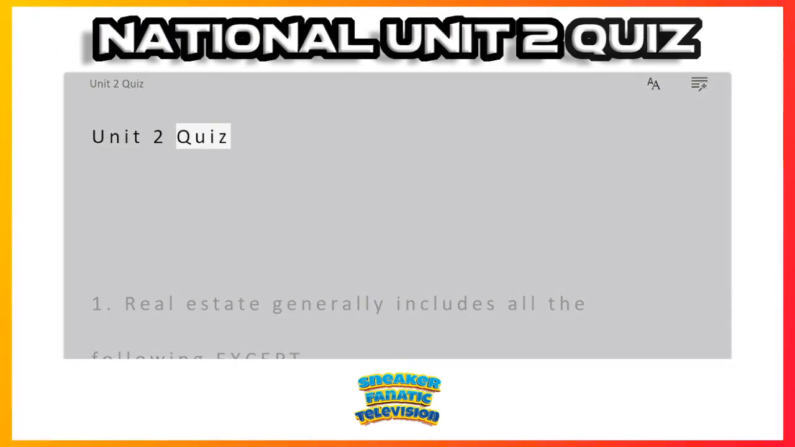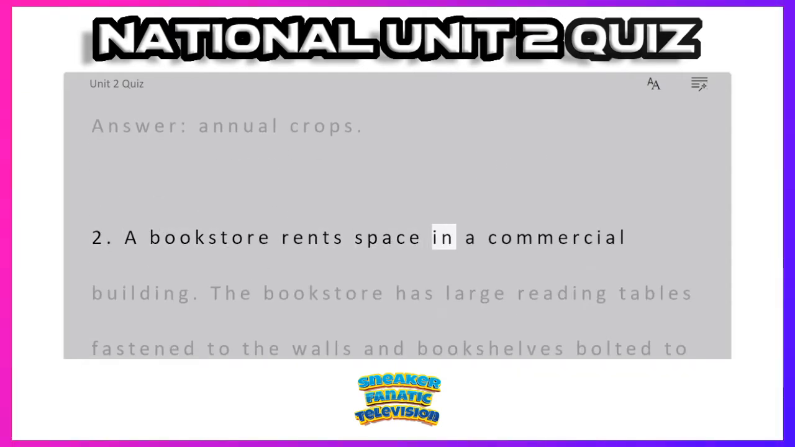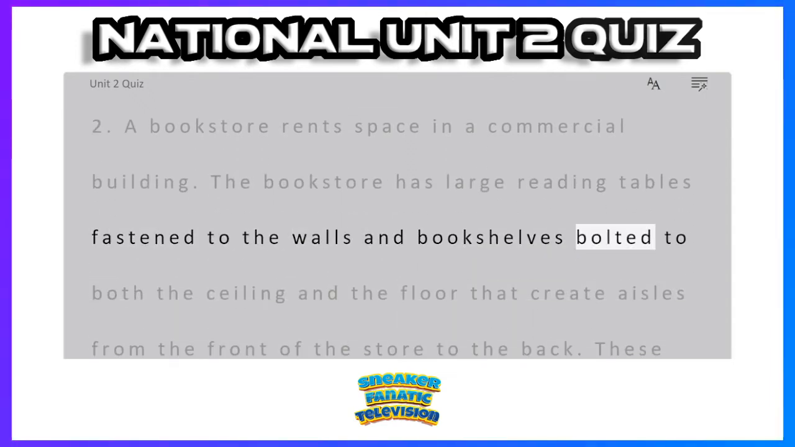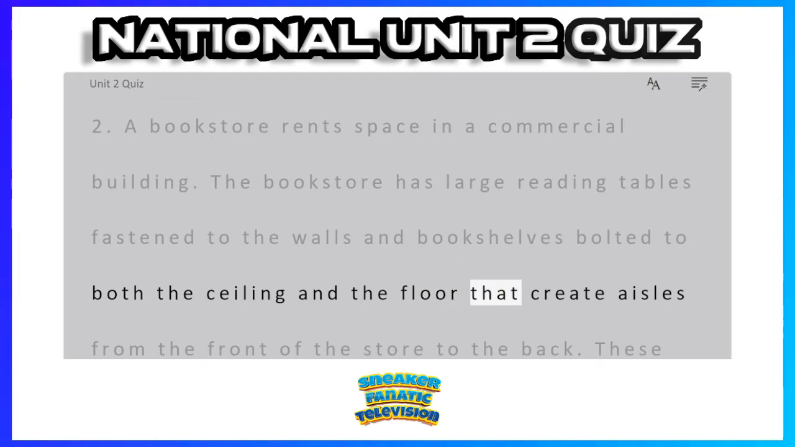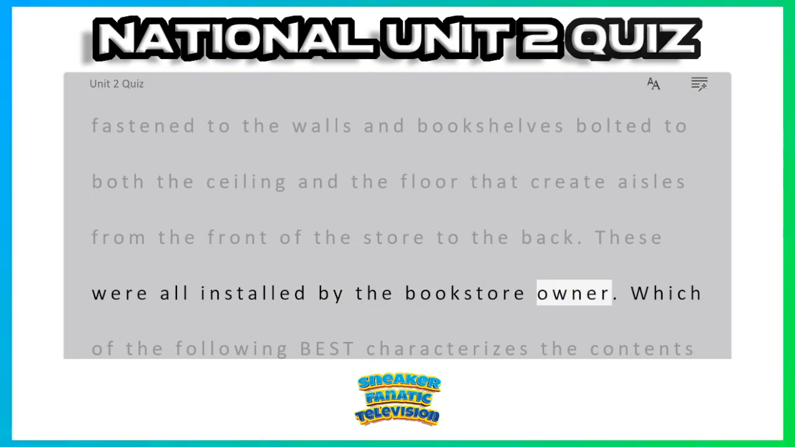Unit 2 Quiz. 1. Real estate generally includes all the following except. Answer. Annual crops. 2. A bookstore rents space in a commercial building. The bookstore has large reading tables fastened to the walls and bookshelves bolted to both the ceiling and the floor that create aisles from the front of the store to the back.